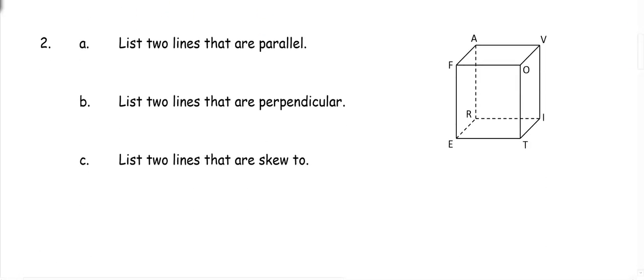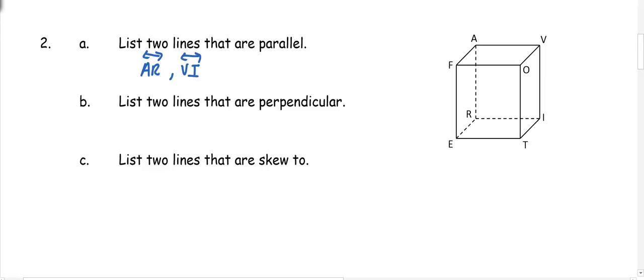Number two, list two lines that are parallel. So now we have a square or a rectangular looking prism off to our right. So we want two lines that are parallel. So two lines that are going in the same direction. We could have AR and we could have VI. Both of them are going straight up and down. There's a lot of choices here, but that's just one of the few.